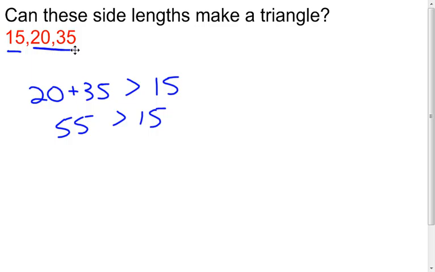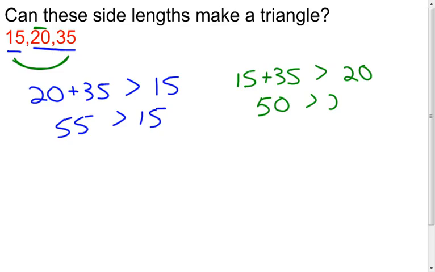Well, then, what I should do is check a different combination. So now let's look at these two sides, the 15 and the 35 added together, and let's compare it to the 20. Triangle inequality theorem tells me it has to be greater than the length of the third side, which is 20. So this comes out to be 50. Yep, 50 is greater than 20, so that says yes, it's a triangle.